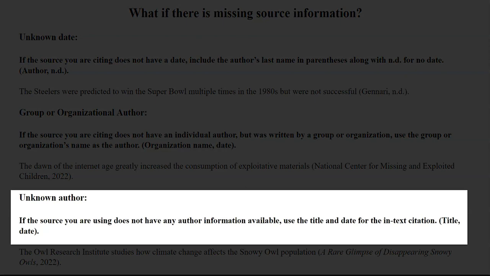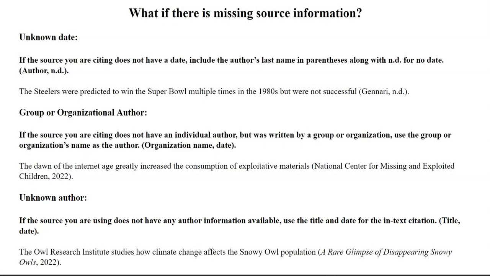Unknown author. Our last example will be a source with an unknown author. In this case, it's a web page. Another common example when using internet sources. If the source you are using does not have any author information available, use the title and the date for the in-text citation: title, comma, date.